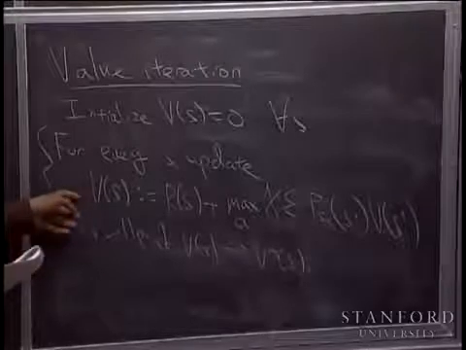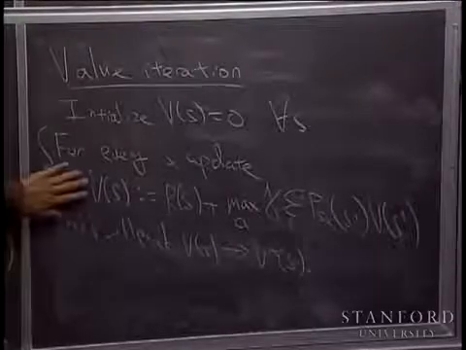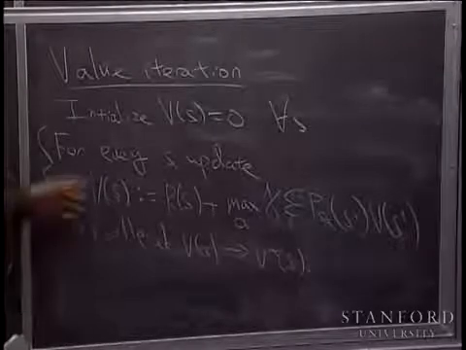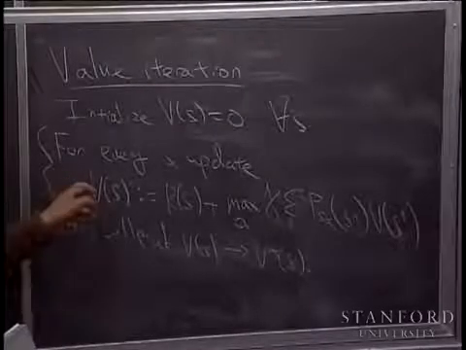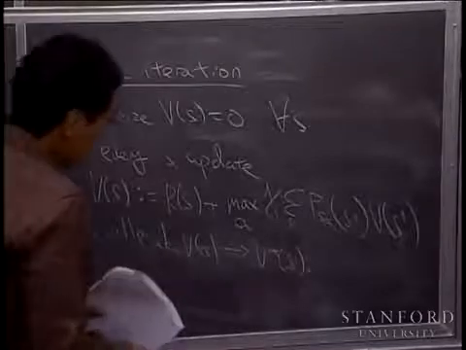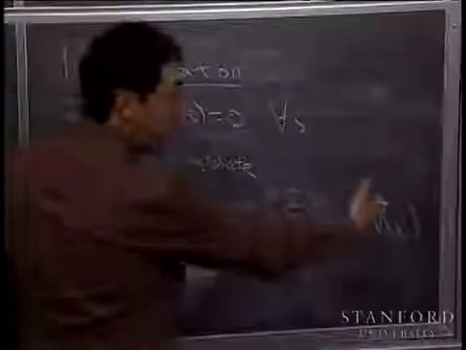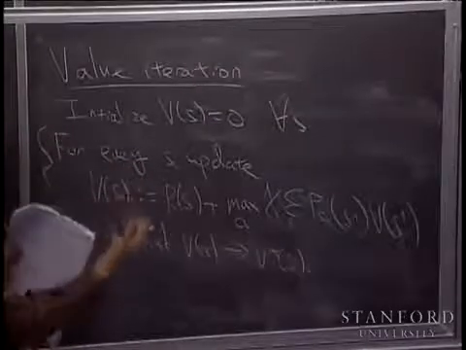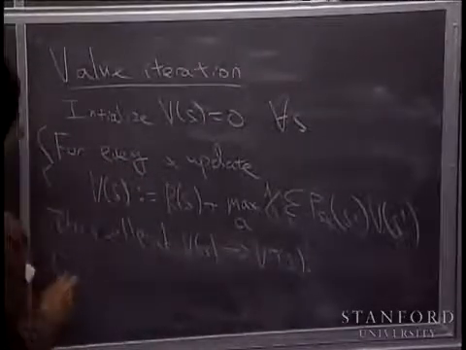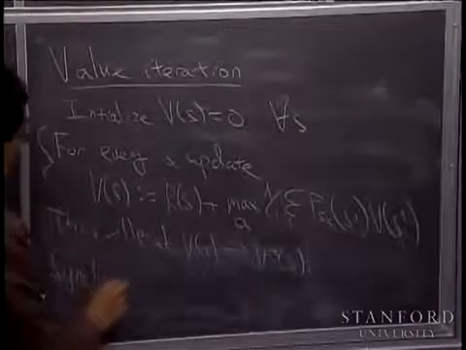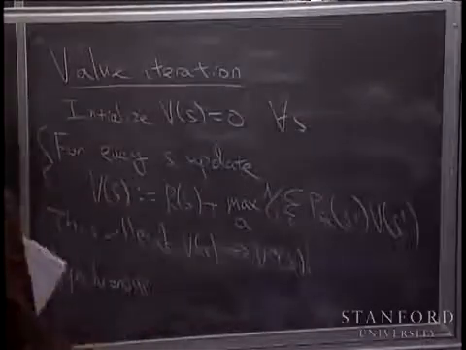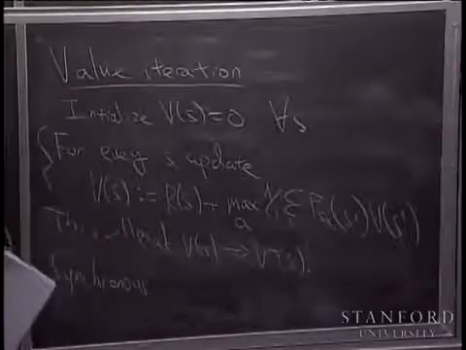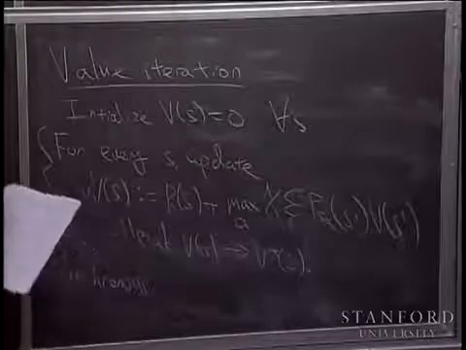Some implementational details. It turns out there are two ways you can do this update. One is, when I say for every state S perform this update, for every state S you can compute the right-hand side, and then you can simultaneously overwrite the left-hand side for every state S. If you do that, that's called a synchronous update. Synchronous is where you update all the states S simultaneously.